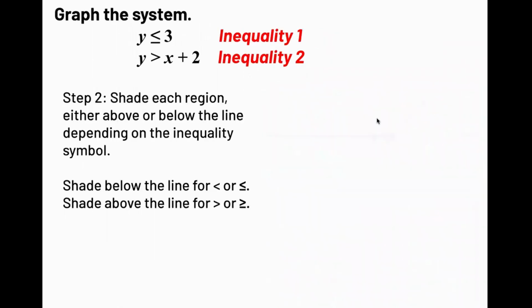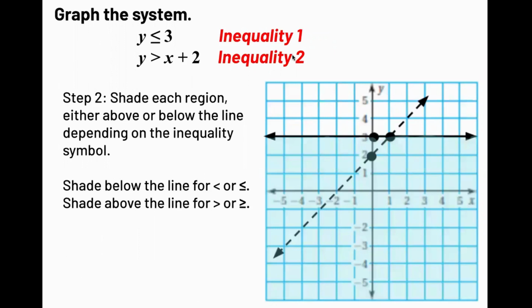When you're looking at y is less than or equal to 3, try to disregard your other line and just pay attention to the inequality that you're trying to shade. As for y is less than or equal to 3, it is less than or equal to, so you know that you're going to shade below the line. So that would be this entire region that is below y is less than or equal to 3.